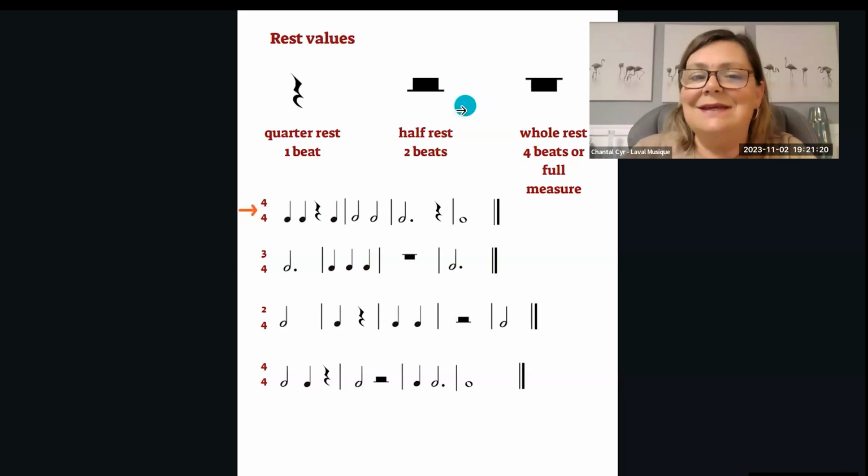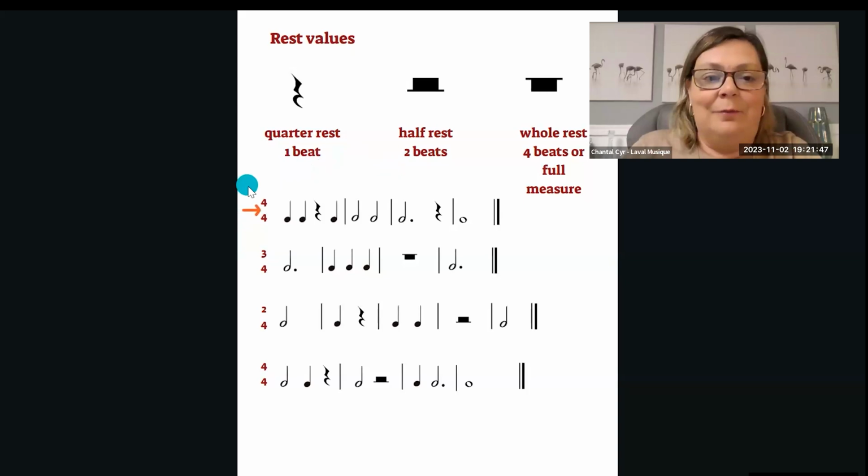Now, in reality, the rest itself does not have the line. It's really just a rectangle. But one of them sits on the line and the other one just falls below the line. So they're always written this way, but the line is not actually part of the rest. It's really just the rectangle, and then where it's placed on the staff.